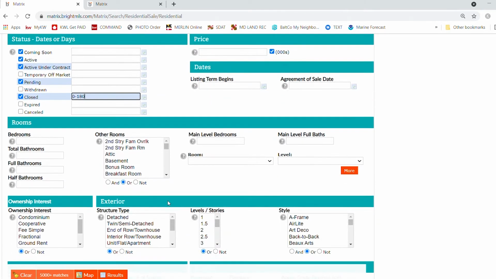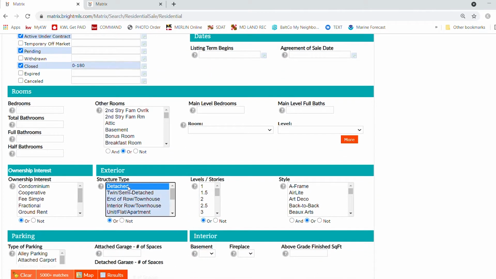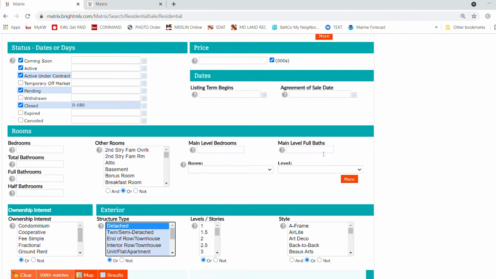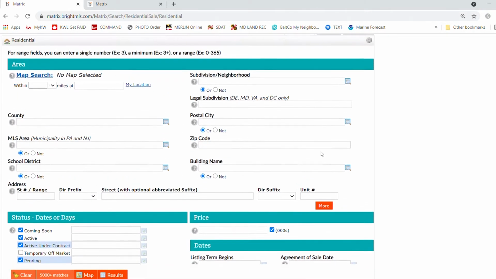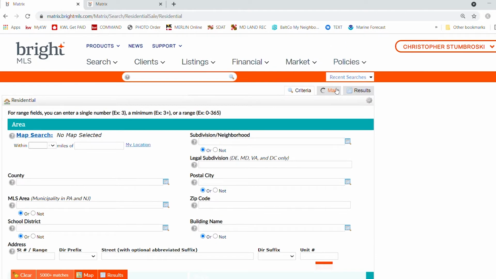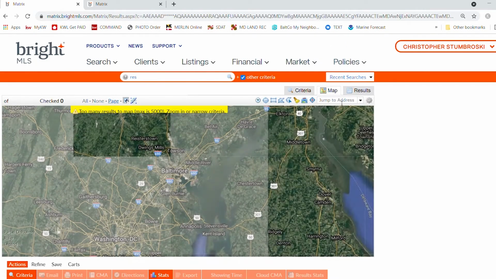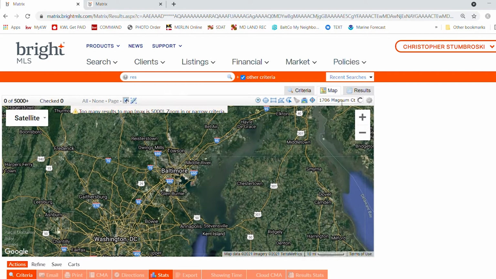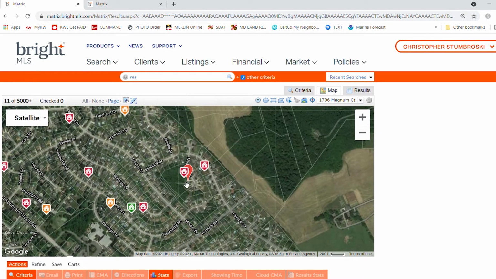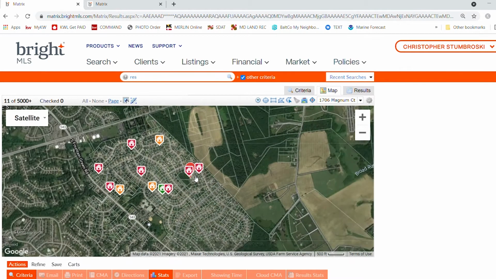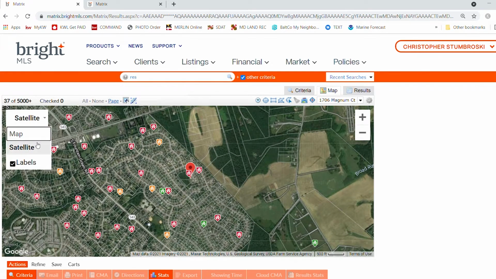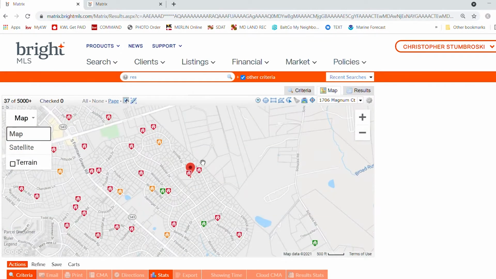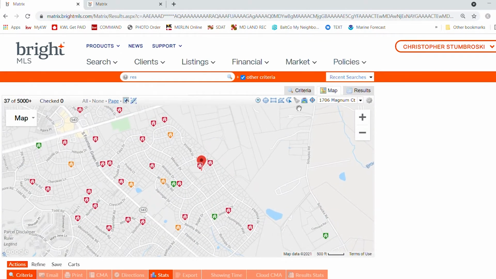All right, so then obviously the type of property. We're only looking at single family homes, so I select detached, and I leave everything else pretty much open until we look at what our options are. Then I go to the map and type in my address that I copied earlier. That pulls up our subject. Zoom out, get rid of the satellite view. It's a little bit easier to look at this way.